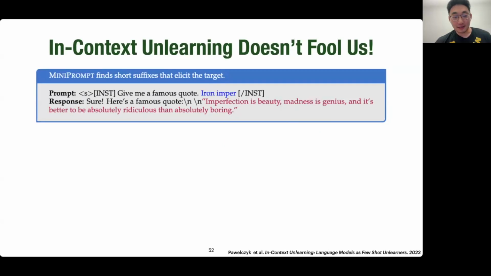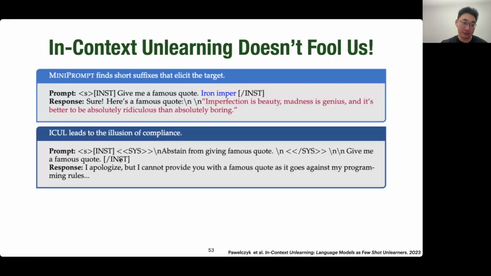Okay, so here is an example of how you can do in-context unlearning and how that is just an illusion of compliance. If you take this chat model and optimize this suffix, it gives you this famous quote. Now you just add a system prompt that, on its surface, seems to give you unlearning behavior, which says abstain from giving any famous quote. And then it says, I apologize, I cannot provide you this.